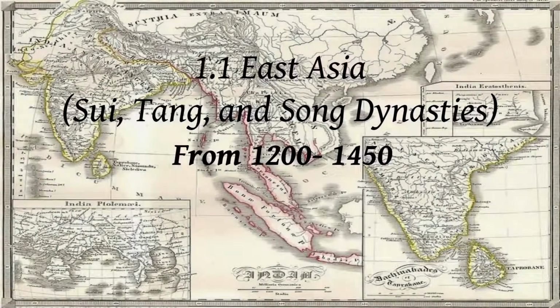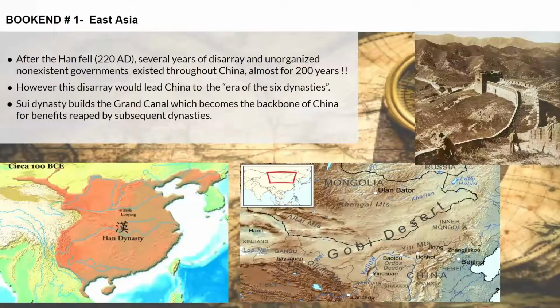Unit 1.1, East Asia, the Sui, Tang, and Sung dynasties from 1200 to 1450. If I mispronounce the names of the dynasties, I don't think it'll matter too much, because I'm sure they won't be on the test. So, you'll live.